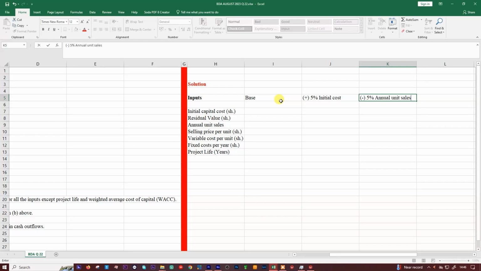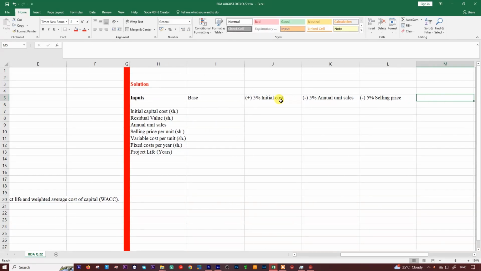So with that, we proceed to identify the negative 5% selling price. Then we continue building on the model itself. Right here we have variable cost. Now, an increase in variable cost, 5% variable cost. I'll explain.